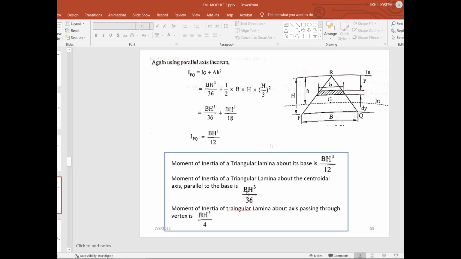About its centroidal axis parallel to the base it is bh cube by 36, and for the axis passing through the vertex, it is bh cube by 4. So this is actually the important information, that the moment of inertia values will vary with respect to the axis selected, right?